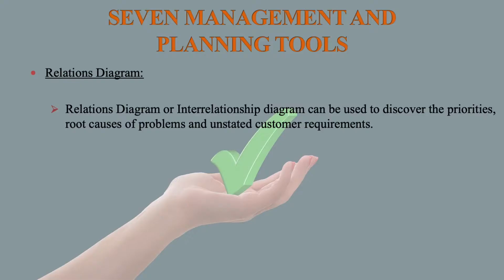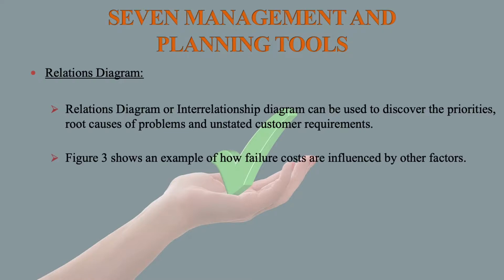Then the fourth point in the 7 management and planning tools is the relations diagram or interrelationship diagram. A relations diagram or interrelationship diagram can be used to discover the priorities, root causes of problems and unstated customer requirements. Figure 3 shows an example of how failure costs are influenced by other factors.